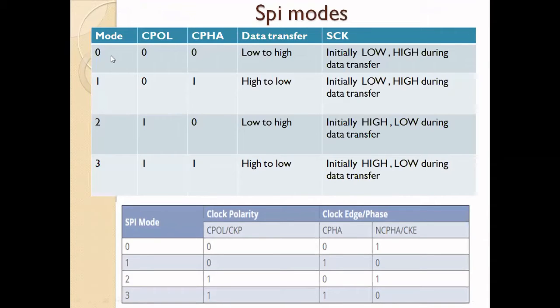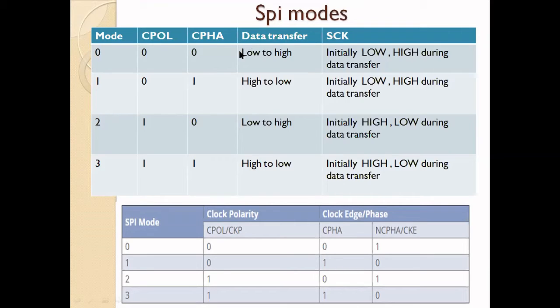So there are 4 modes available: mode 0, 1, 2, and 3. First is clock polarity, which is 0. Next one is clock phase, which is 0. So both 0 means mode 0. 0, 1 means mode 1. 1, 0 means mode 2. 1, 1 means mode 3.